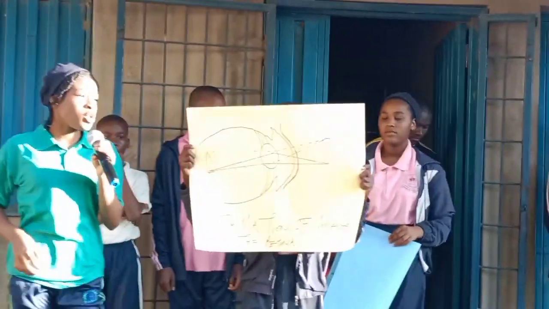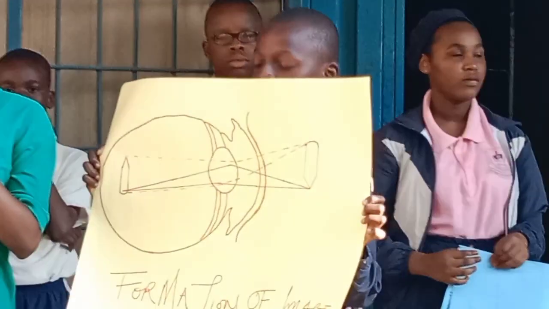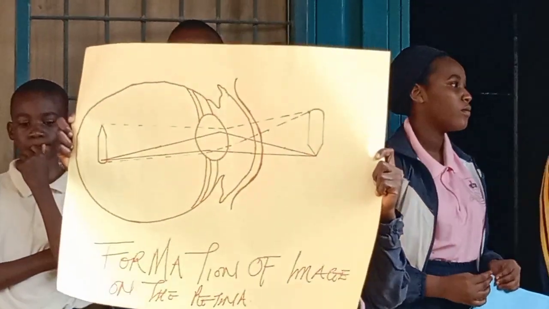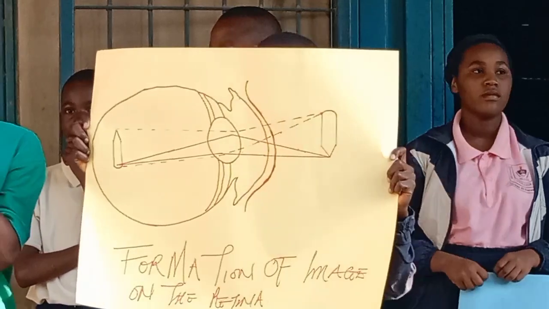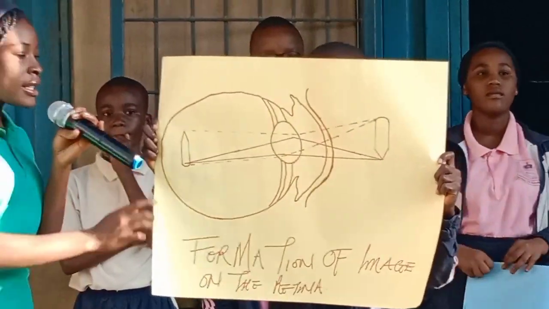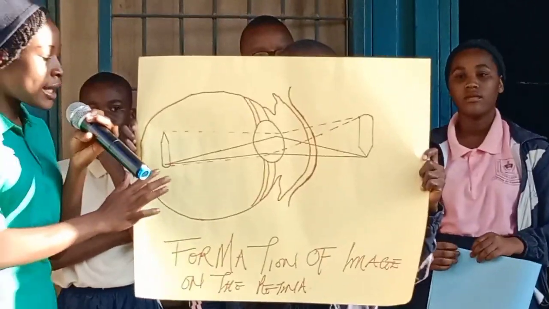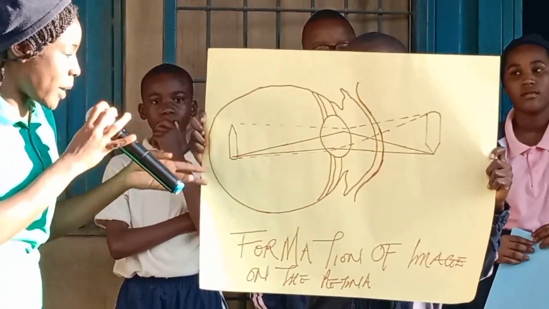As I said earlier, at the vitreous humor, the light rays are refracted down to the retina and the image is formed. I also said that the image formed is small, diminished, and inverted. This is a typical example. Let us take an example of this candle or pencil.